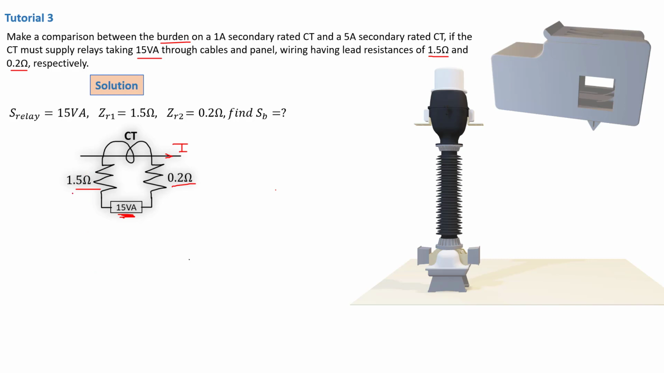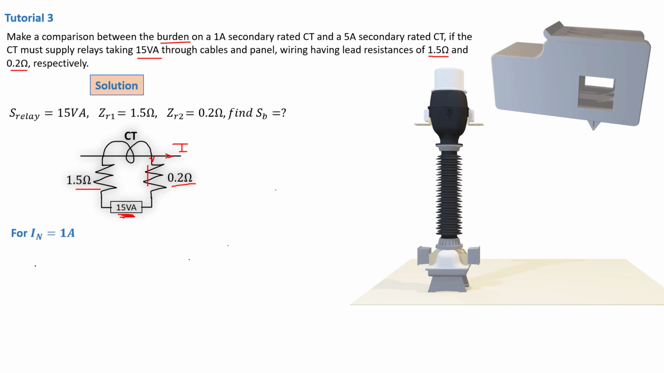That is the power being dropped across this resistance, the power being dropped across this one here, and the power being drawn by the connected relay. Okay, so we're going to start with the 1 amp nominal CT. That means for the 1 amp flowing through the secondary of the CT through here.